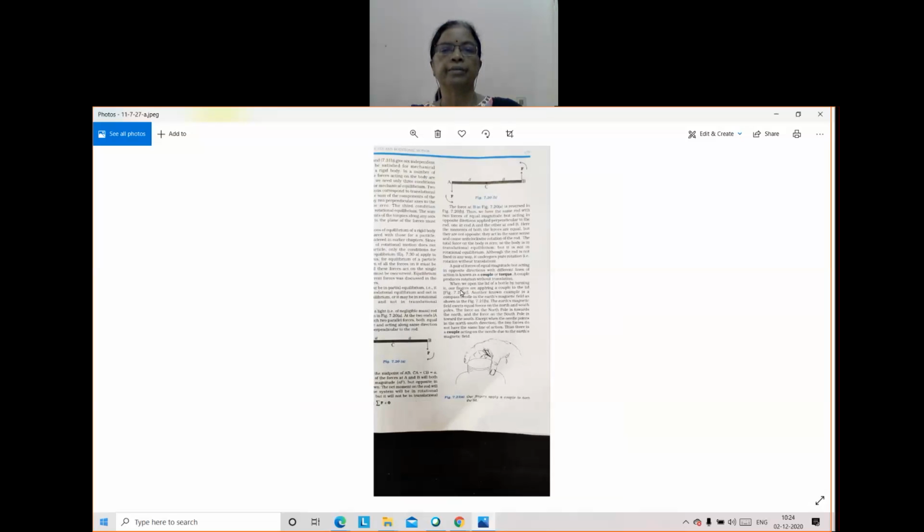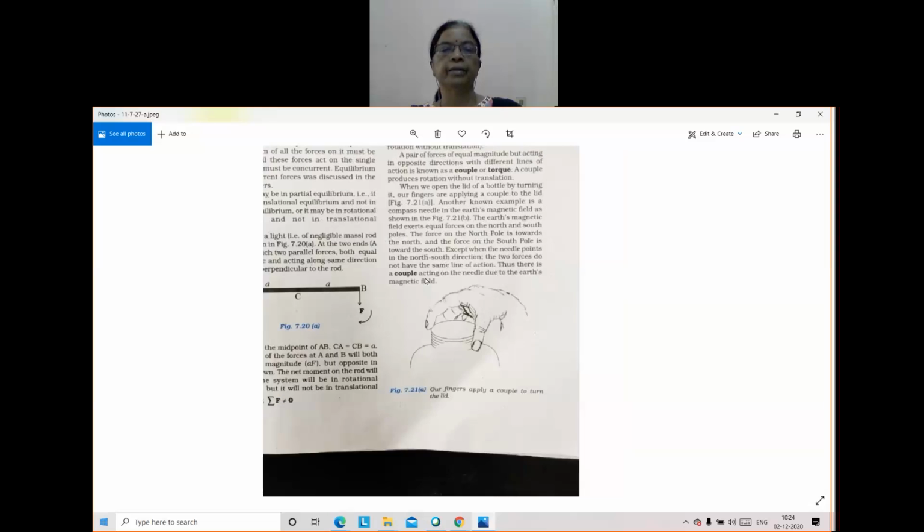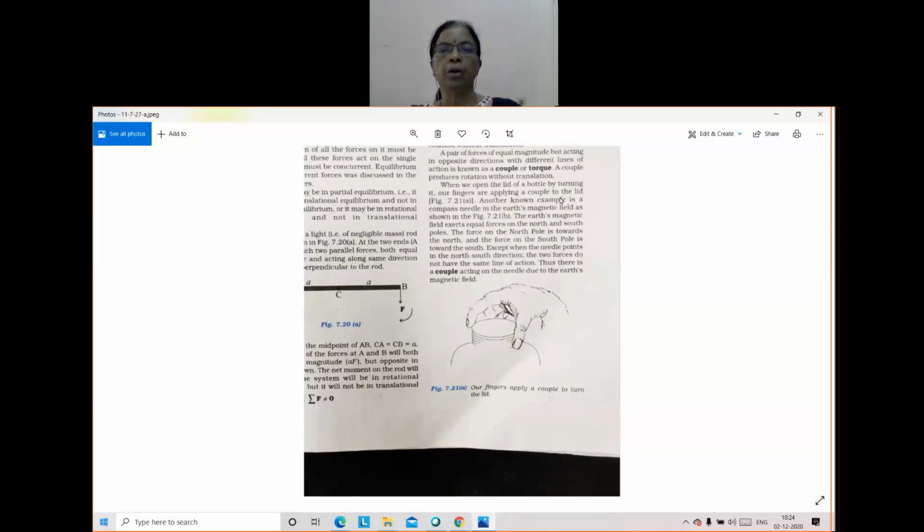This is the textbook figure to explain the couple or torque rotating effect. You see, our fingers apply a couple to turn the lid. To open a bottle, we apply a force like this. Thumb in one direction, other fingers in the other direction. So torque is produced. Equal and opposite force we are applying. Due to that, a rotating effect is produced, and we are able to open.